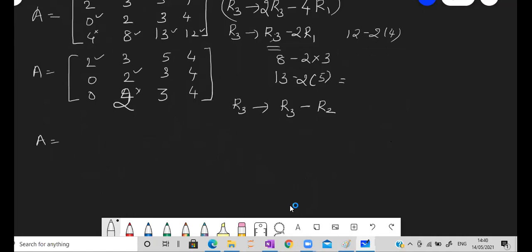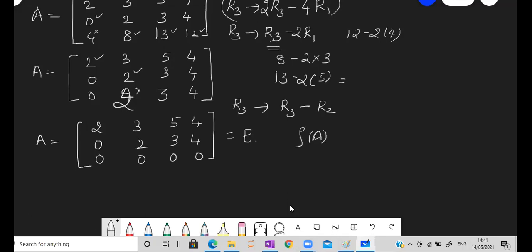A is: first 2 rows same, 0, 2, 3, 4. 0 minus 0, 0. 2 minus 2, 0. 3 minus 3, 0. 4 minus 4, 0. Again, can I reduce the second row entirely to 0? Not possible. So this is the echelon form. Again, what is the rank? 2. Rank is 2. Let me take a little different example.